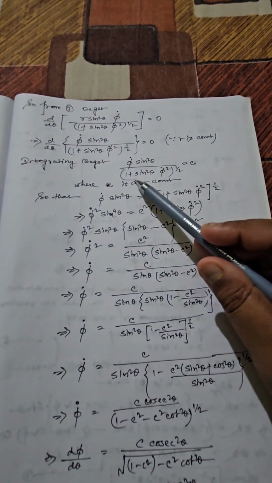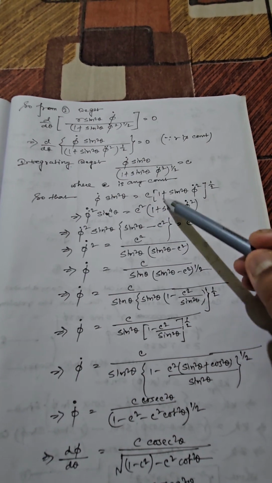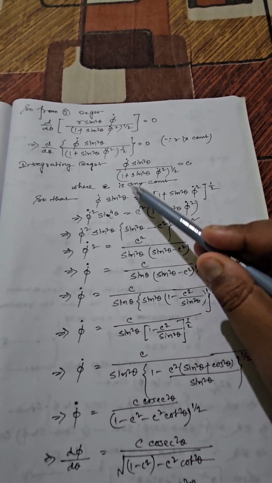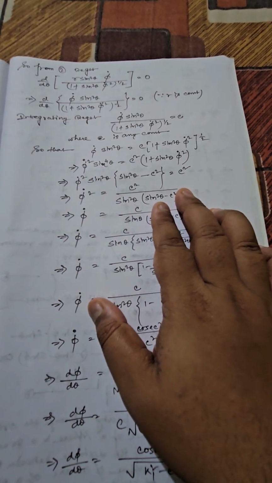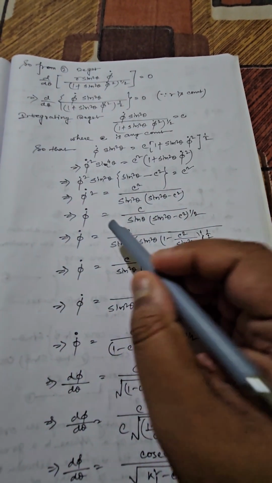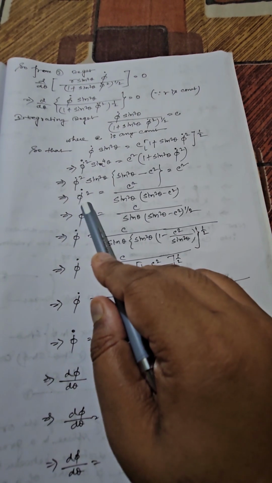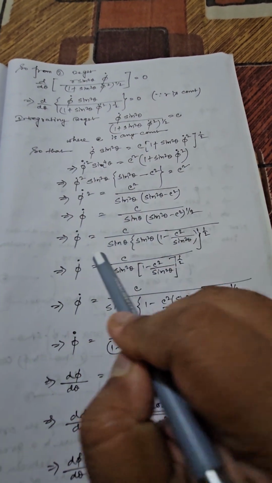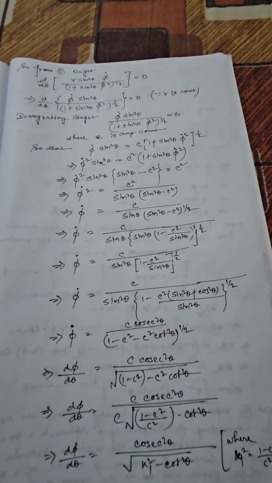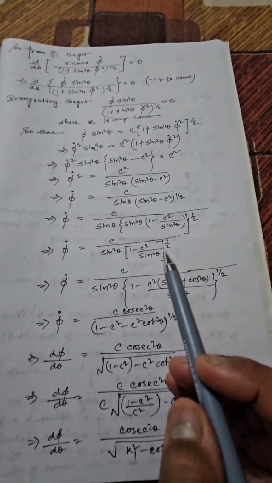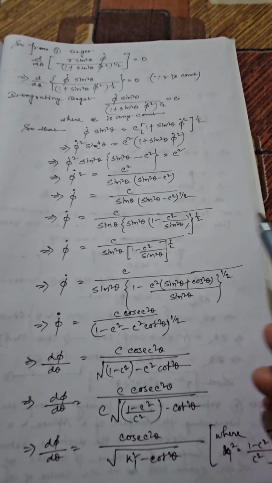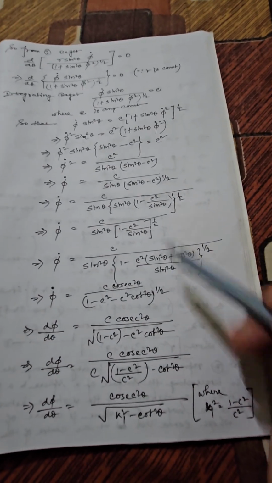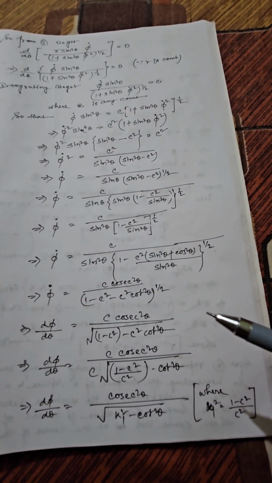So phi dot sine square theta can be written as c into this entire portion. Now just squaring both sides, and after simple calculation you can easily find out the expression corresponding to phi dot square, and from there on you can also find out the expression corresponding to phi dot as shown here. I have given already the detailed solution of this expression, that's why I am not explaining this one, because if you go through this calculation you can easily understand.